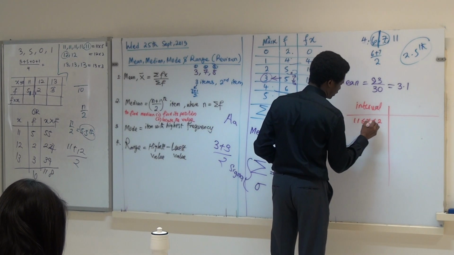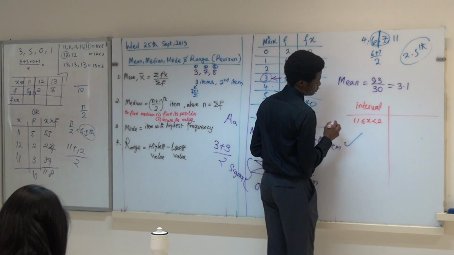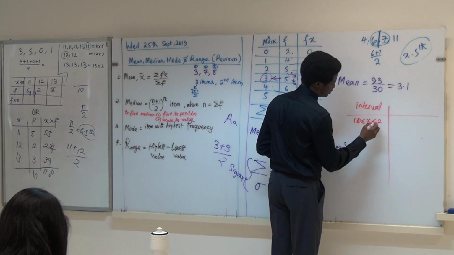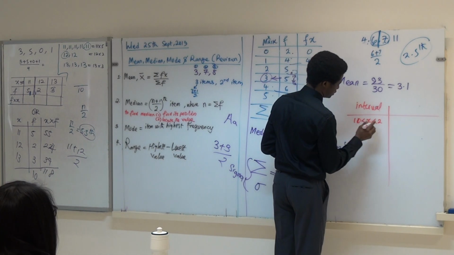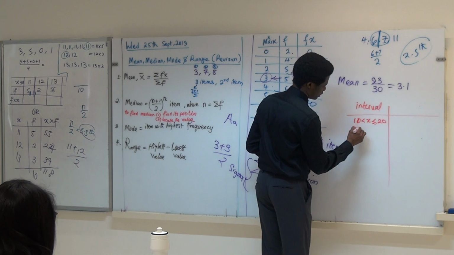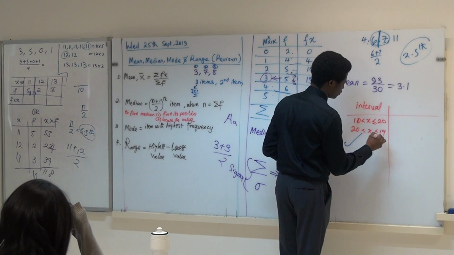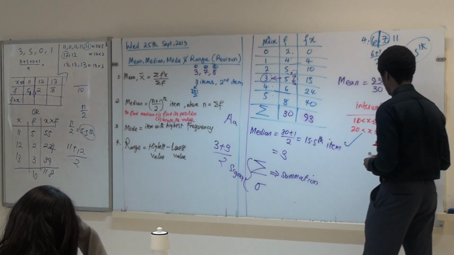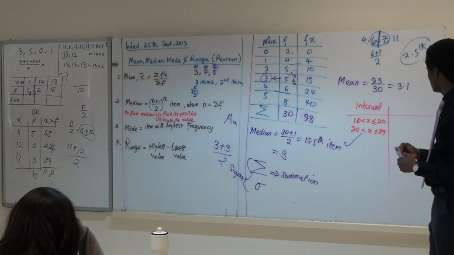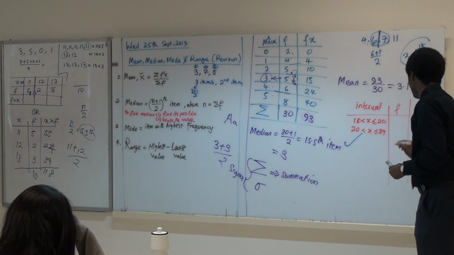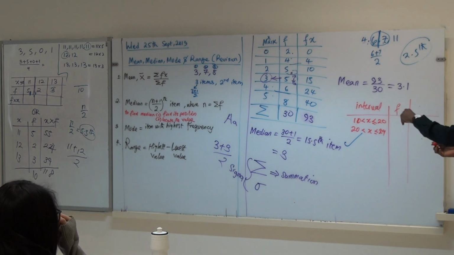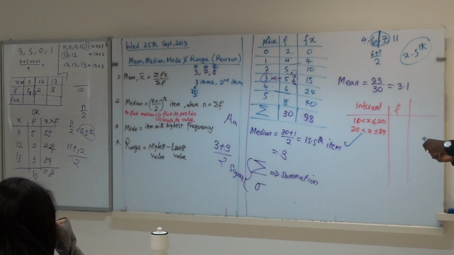How about we do, yes, less than or equal to 20, then 20 less than and so on, 29, something like this. Then you have your frequency. Now, unlike the first one, because I have to leave in 5 minutes, please listen.